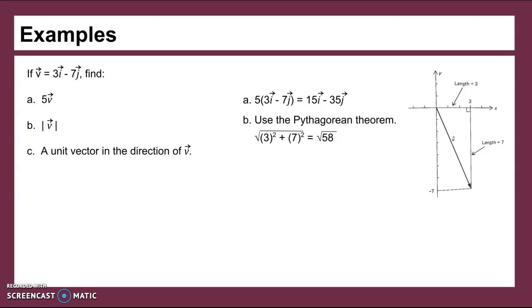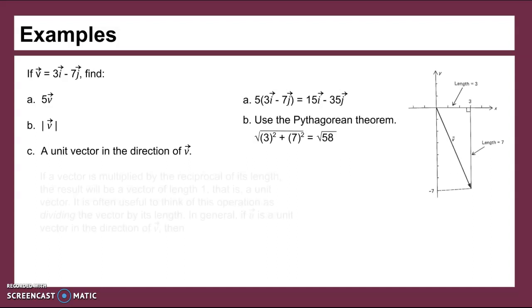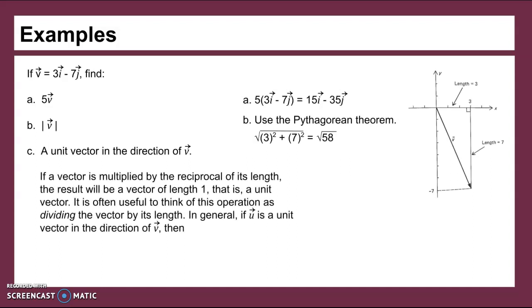And if I want a unit vector in the direction of v, I'm going to think of a similar triangle that has a hypotenuse that's 1 unit long. What I'm going to do is take that square root of 58, and I'm going to divide the two components, the 3 and the -7, by the square root of 58.